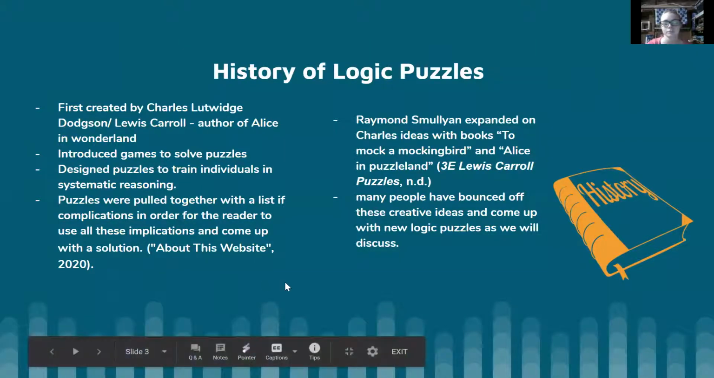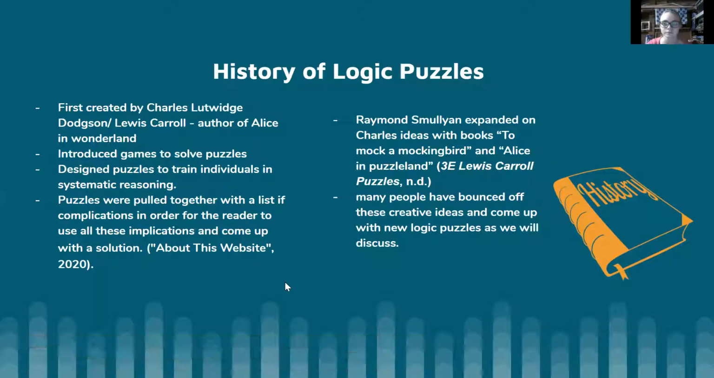In the second half of the 20th century, Raymond Smullyan expanded on Charles' ideas of logic puzzling with books including To Mock a Mockingbird and Alice in Puzzleland. Since the creation of logic puzzles, many people have bounced off these creative ideas and come up with new logic puzzles.